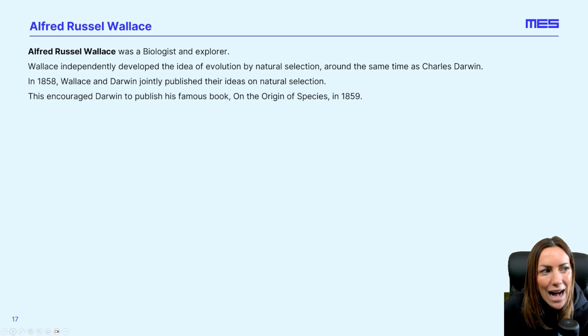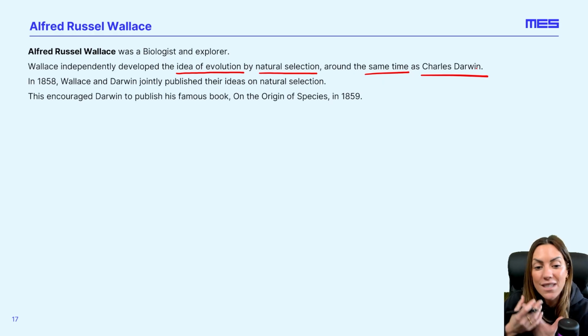Now we need to talk about Alfred Russel Wallace. He was a biologist and an explorer. He kind of independently came up with the same idea as Charles Darwin, which we now have lots of evidence to support. So he too developed this idea of evolution by natural selection. And it was even around the same time as Charles Darwin. He basically came up with the same proposal, the same theory, the same way it happens, survival of the fittest or natural selection.